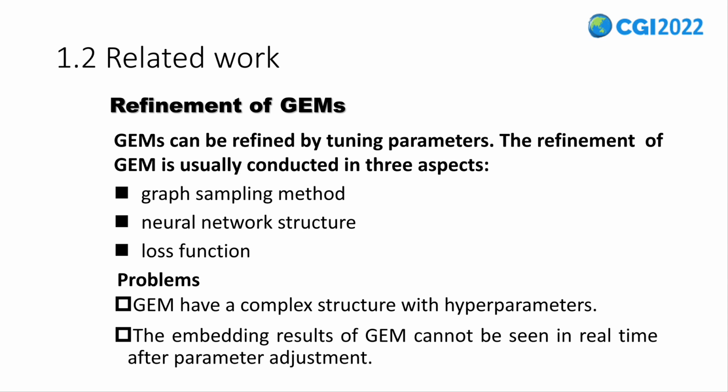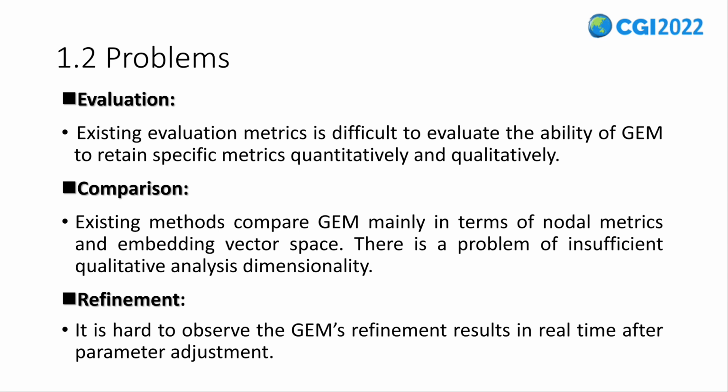However, graph embedding models have a complex structure with hyperparameters, so the refinement results cannot be seen in real time after parameter adjustment. In summary, existing evaluation metrics are hard to use to evaluate the retention ability of graph embedding models with specific metrics. Secondly, existing methods of comparing graph embedding models are insufficient in qualitative analysis dimensionality. In addition, it's hard to observe the graph embedding models' refinement results in real time after parameter adjustment.